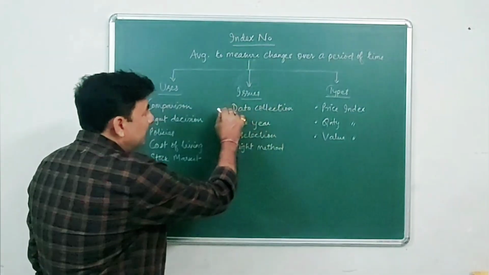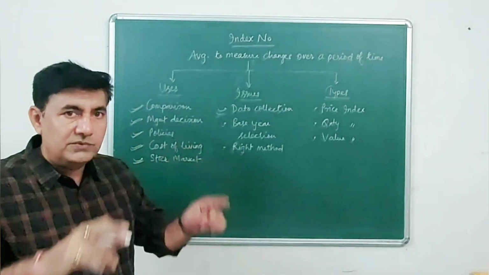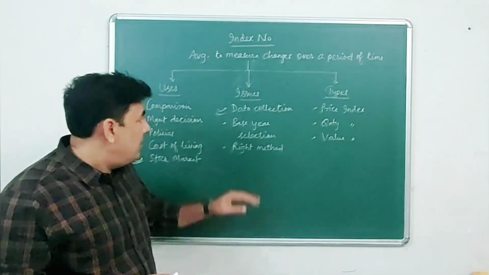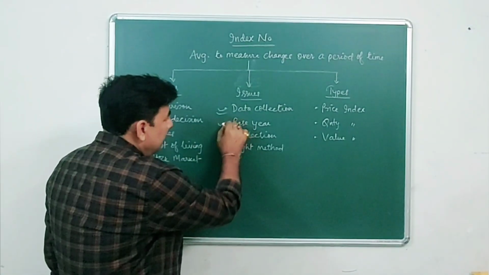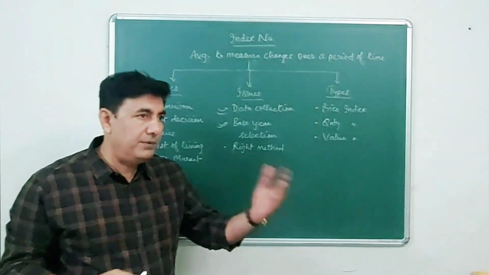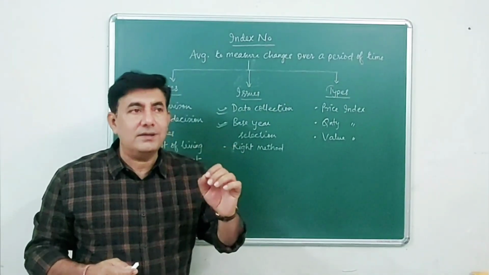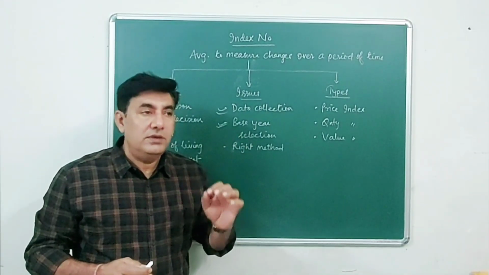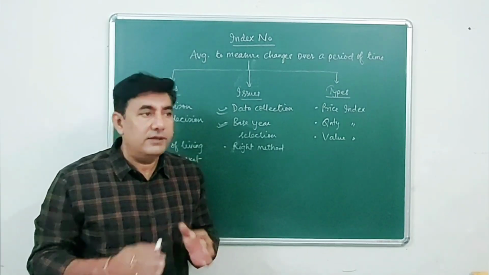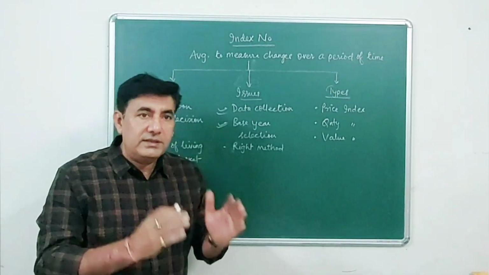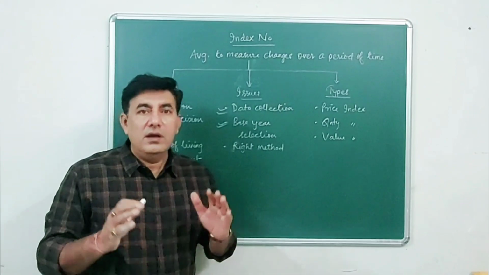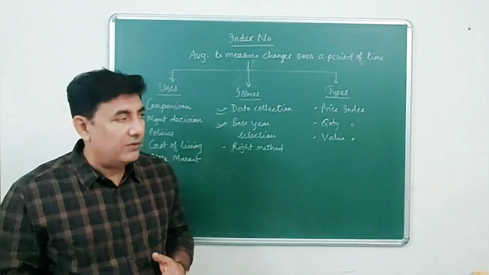First, we need sufficient data of both the years. Then we need selection of the base year. What should be the base year? The previous year or previous to previous year? So like that we have to select, and that base year should be an average, normal year. There should not be any abnormal incidents or accidents or natural calamities during that particular year.